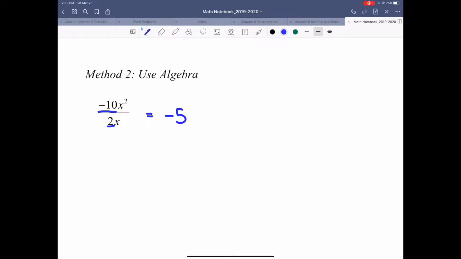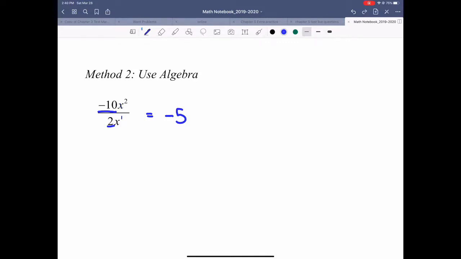And also x squared over x, which gives you... Some people might not realize that x is basically x to the power 1. So 2 minus 1 equals 1. So it's basically 2x times together divided by 1x.